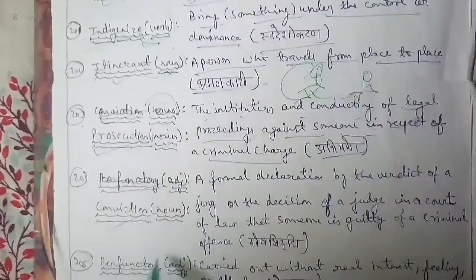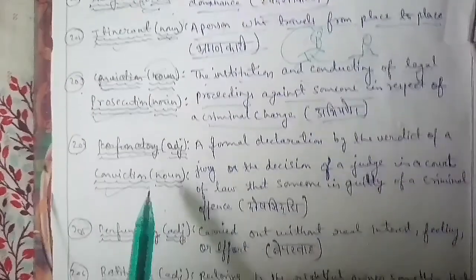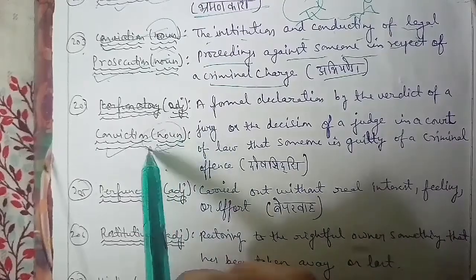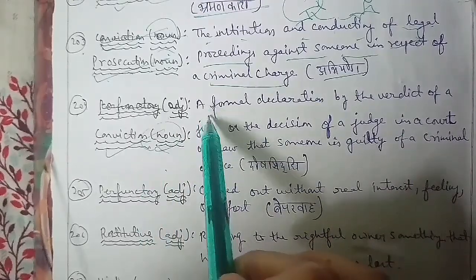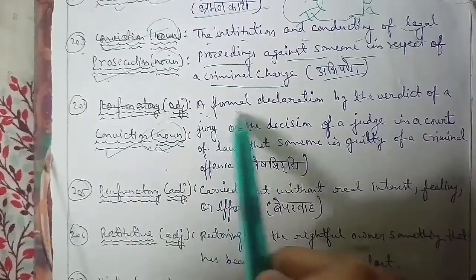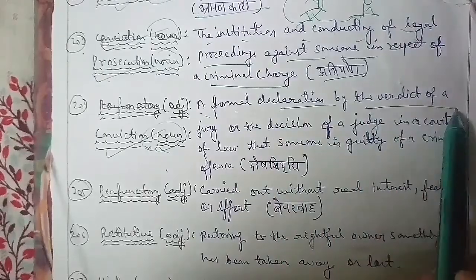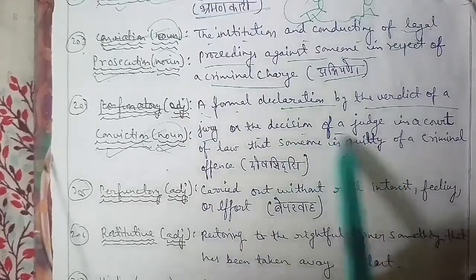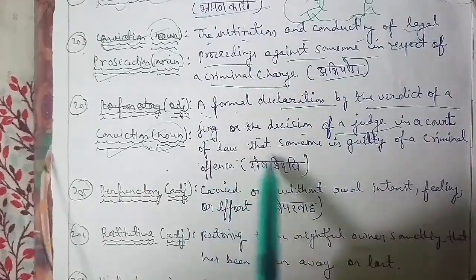So basically conviction is when the formal declaration has been done by the jury and the decision has been taken by the judge in a court of law, and someone is guilty of a criminal offense, then in that way you are using the word conviction there. Okay, this is the stance for that.